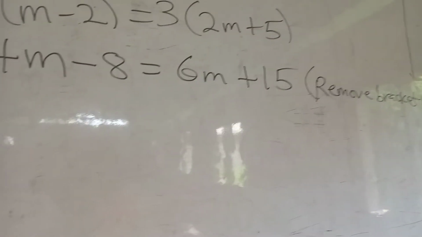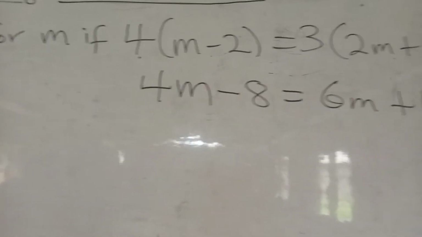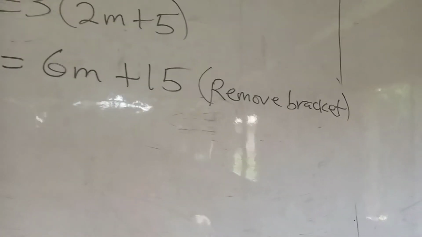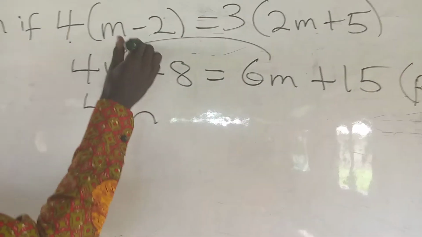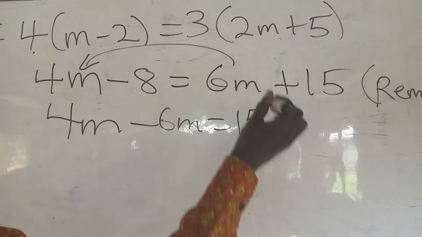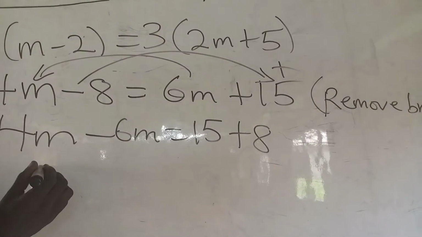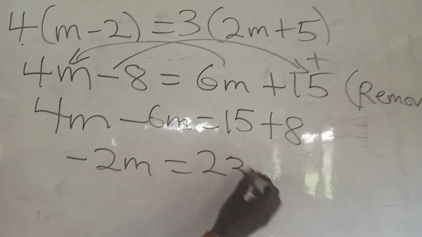The next step for us is to group our like terms. So you group the variables at the left hand side of the equation and the ones without variables at the right hand side of the equation. So 4m, this crosses the equal sign, becomes negative 6m, equal to 15 plus 8. It becomes positive here. So negative 2m is equal to 23.